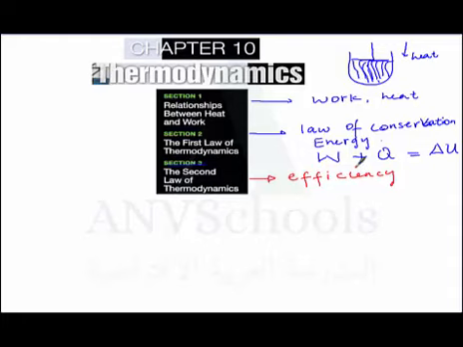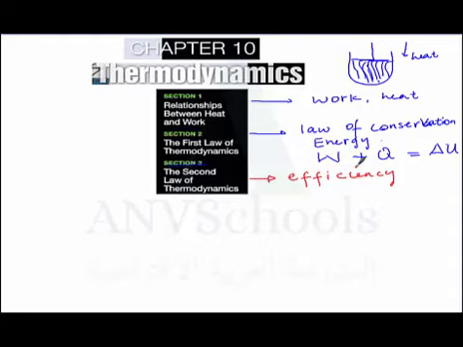So these are the three lessons that we are going to see in this chapter. The first lesson is the relationship between heat and work. The second lesson is about the first law of thermodynamics, whereas the third lesson is the second law of thermodynamics.